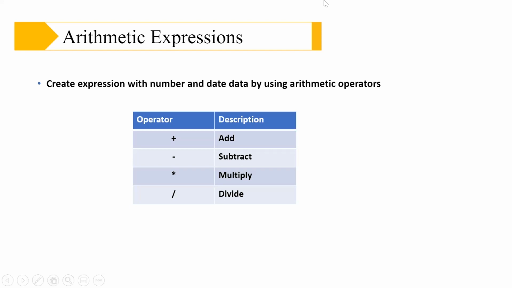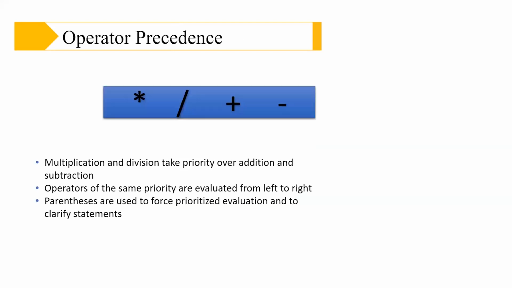Now, what is an arithmetic expression? It is nothing but an expression which can contain column names, numeric values, constants, and arithmetic operators. These are the operators which you can use to calculate. We have the basics here: plus, minus, multiply, divide.